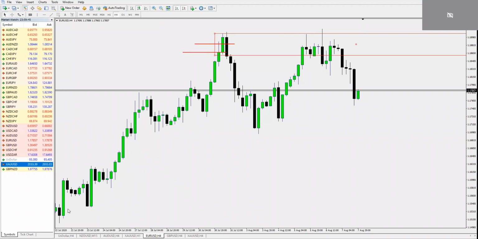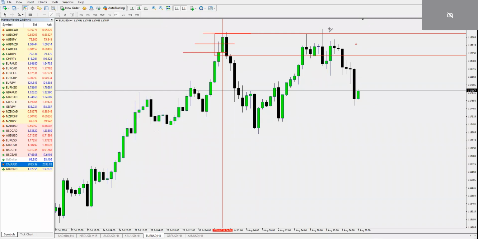Keep in mind, this move over here was the entire move from July. So this candle over here, if you look, was the 31st of July. So this candle over here is essentially the monthly high, because it is the monthly candle. So that was the monthly high. Okay, so why did price come above here?